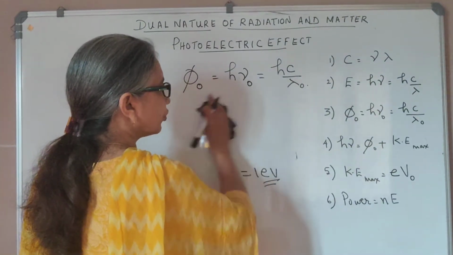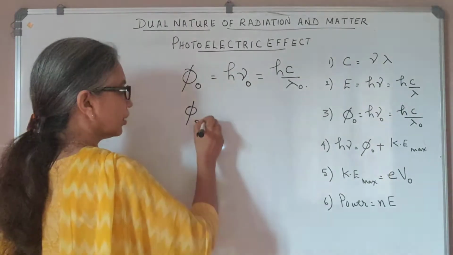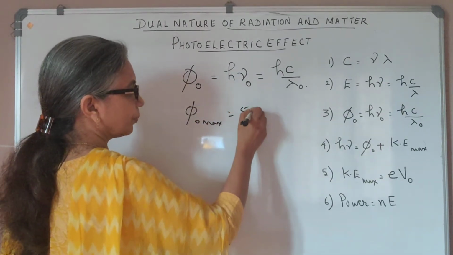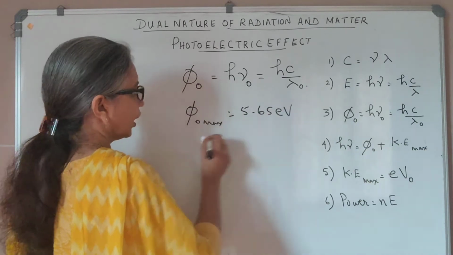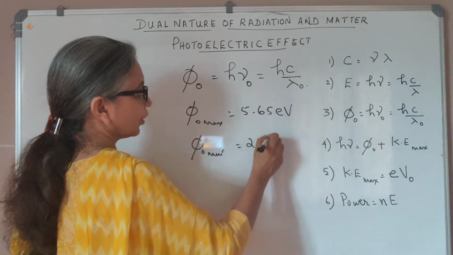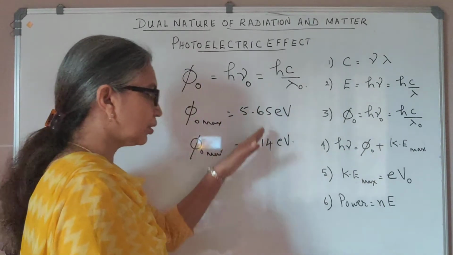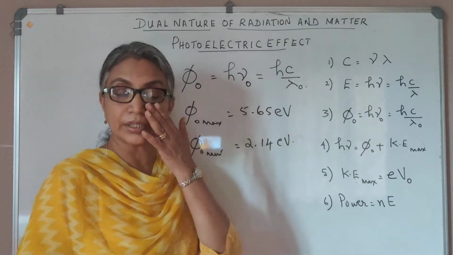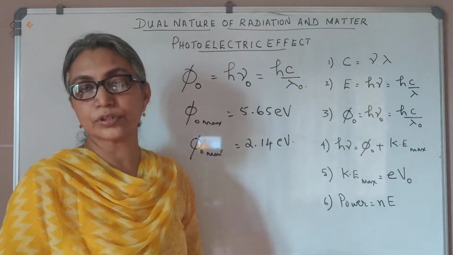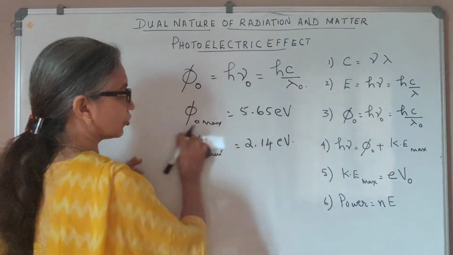The work function maximum is for platinum, which is 5.65 electron volt. And the work function minimum is for cesium, which is 2.14 electron volt. So these are the work functions, that is the minimum energy required for a metal surface to emit photoelectrons, and that is given in electron volt.